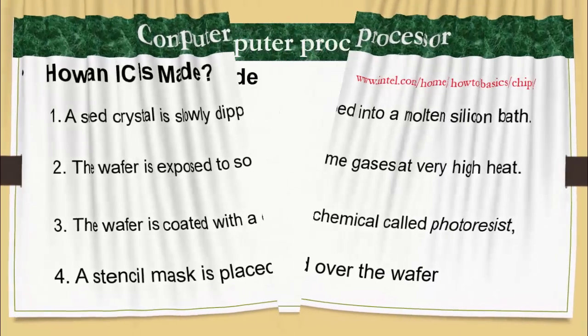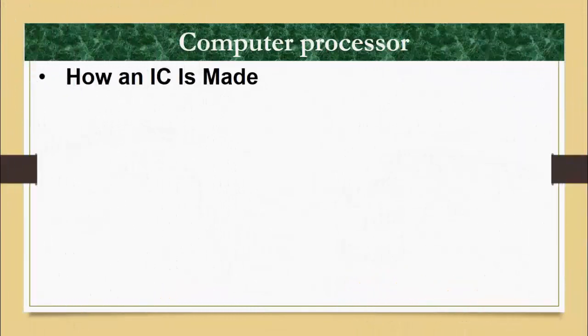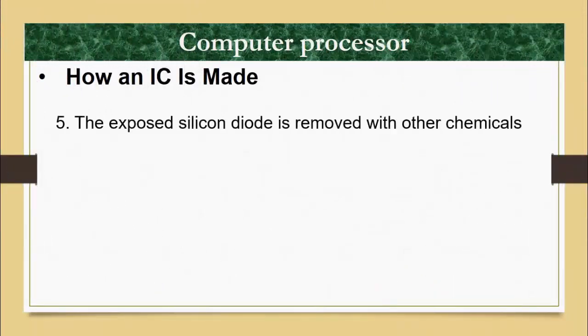The next one, students, the fifth one: the exposed silicon dioxide is removed with other chemicals, which exposes the base silicon wafer in those places left open by the mask. The remaining photoresist is removed, which leaves ridges of silicon dioxide where the mask shielded the wafer.